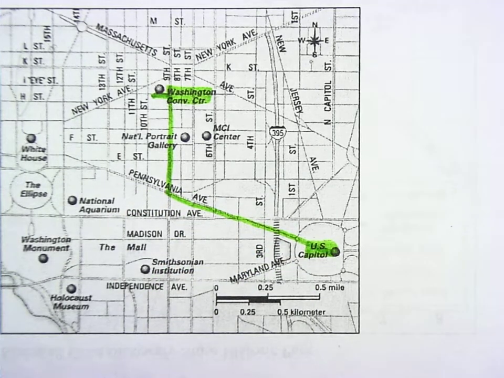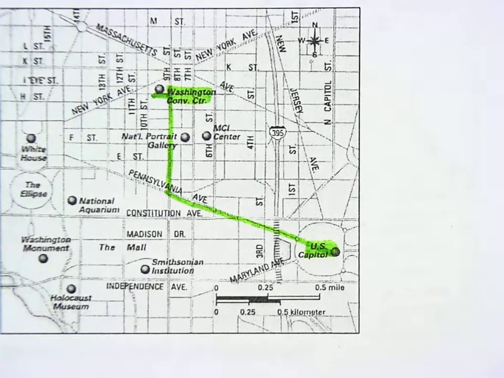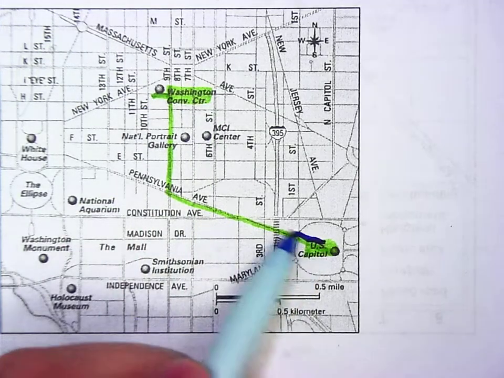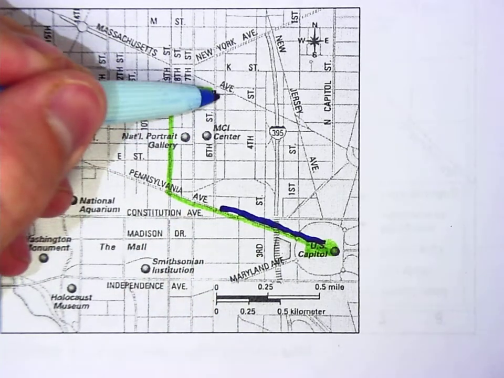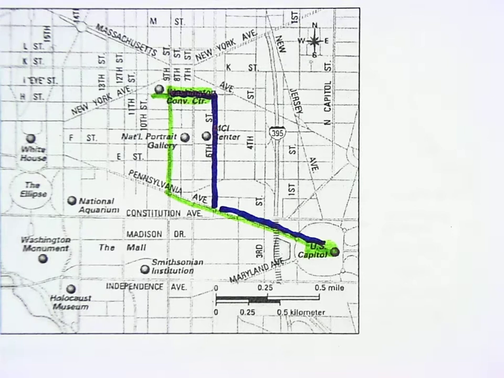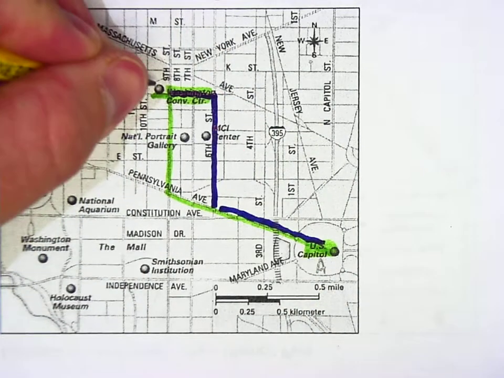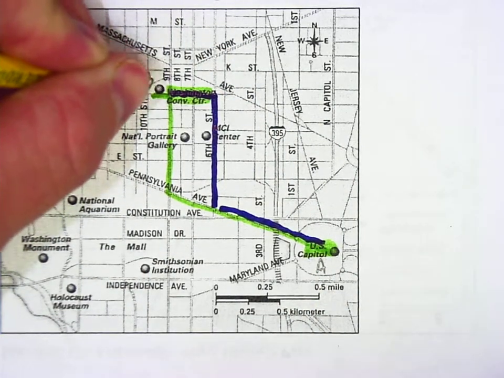Now, can I choose another route? Absolutely. Maybe I want to swing by the MCI Center. I could also do that. Start at the U.S. Capitol, go up 6th, and then make a left-hand turn. Either one's completely fine. What I'm going to do is use the green route, and I'm going to walk through how to actually get from point A to point B. I'm going to start at the Capitol, and I'm going to get myself to the Convention Center.